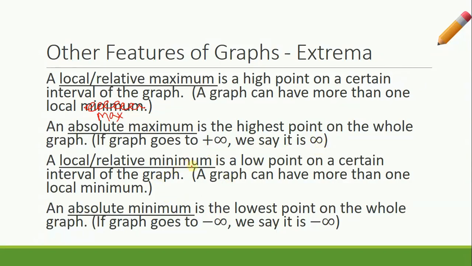A local minimum, you can have more than one minimum, local min, and then we also have the ability to talk about absolute minimums as well. If your graph goes to negative infinity, you're going to say your absolute minimum is negative infinity. And it's going to keep going down, down, down, down, down.